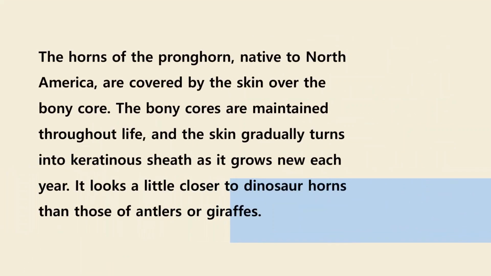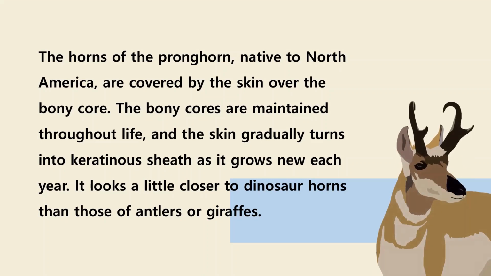The horns of the pronghorn, native to North America, are covered by the skin over the bony core. The bony cores are maintained throughout life, and the skin gradually turns into a keratinous sheath as it grows new each year. It looks a little closer to dinosaur horns than those of antlers or giraffes.